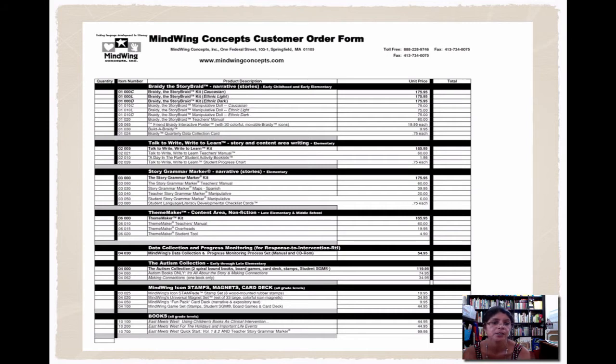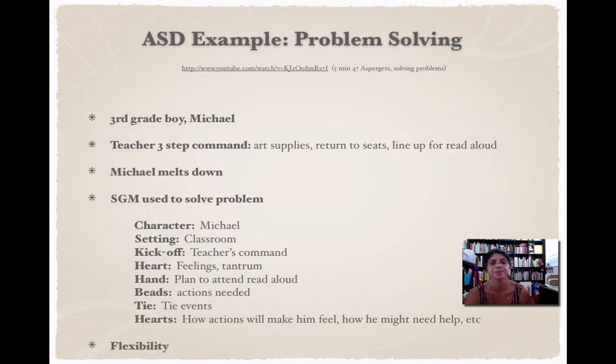If you're interested in this product, their website, mindwingconcepts.com, contains a full page of items that they sell. Braidy, for example, I mentioned that there are different versions of Braidy, from large to very small, with different prices. And then there are kits with worksheets you can give to students or clients, and actual examples of stories and how you would go through the sequence with them. So that's that.